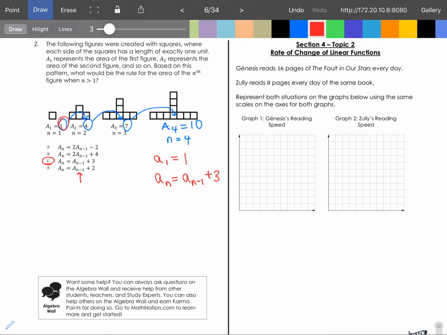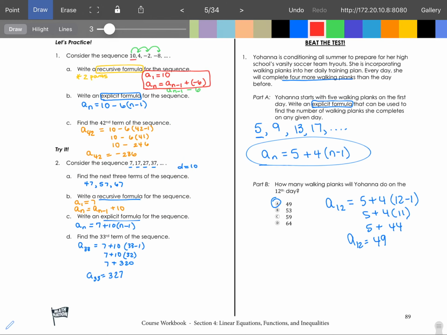All right, I think that is the end of that lesson. Hopefully you followed okay through there, paying attention to the recursive formula and the explicit formula. It should go pretty well. If you have questions, let me know.